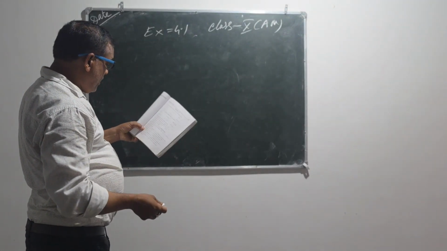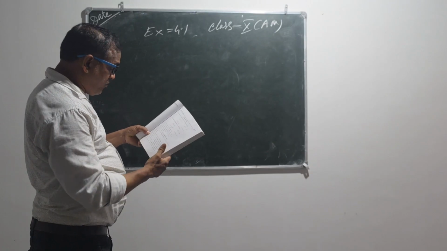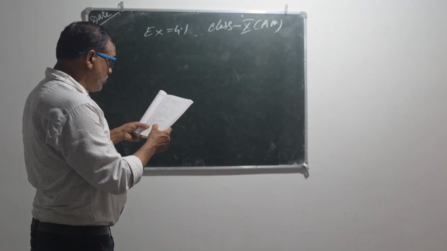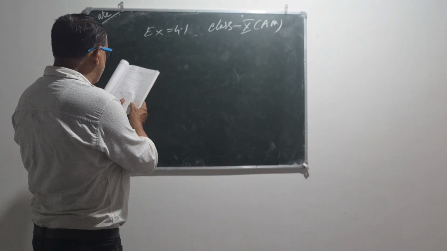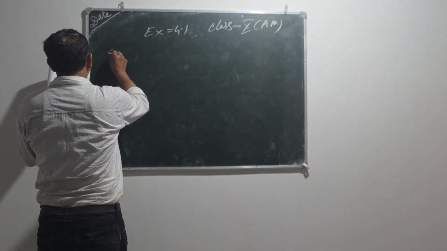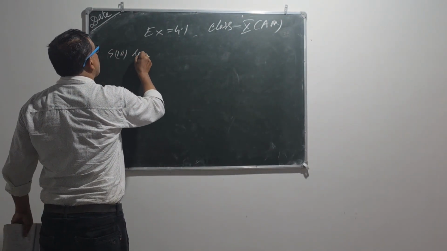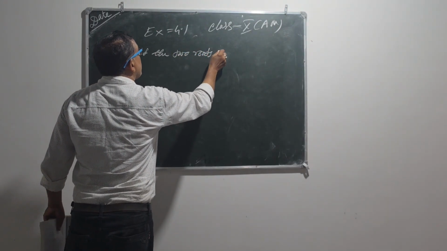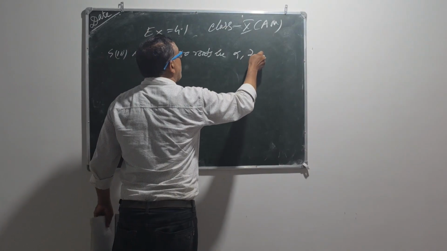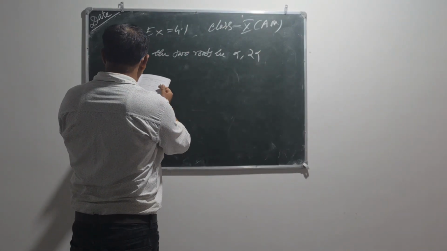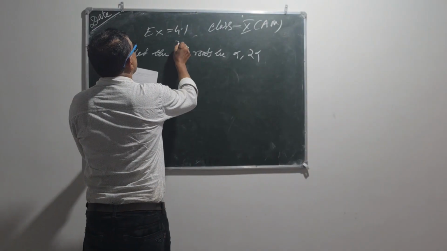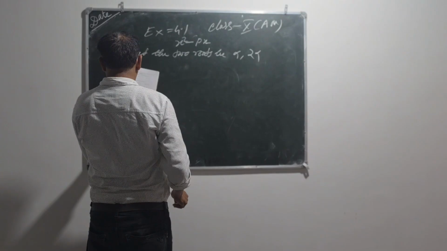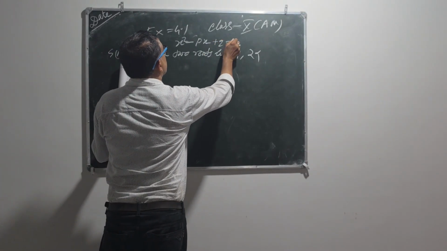If question number 3 also will be like number 2, that is if one root is alpha, then other root will be twice alpha. So let the two roots be alpha comma 2 alpha. It will be 5 number 3. Let the two roots be alpha comma 2 alpha. The quadratic equation is here we have given x square minus px plus q equals 0.